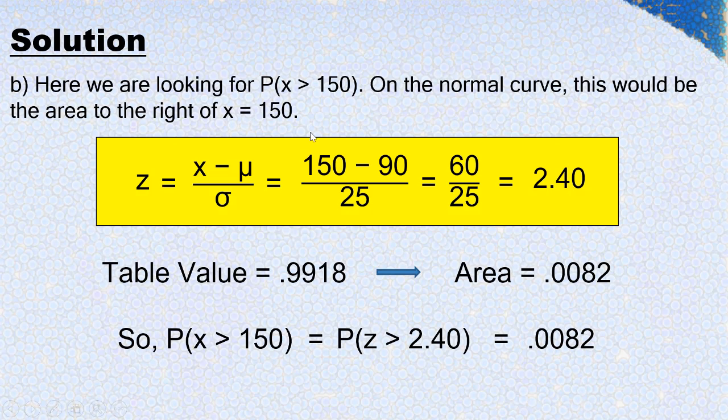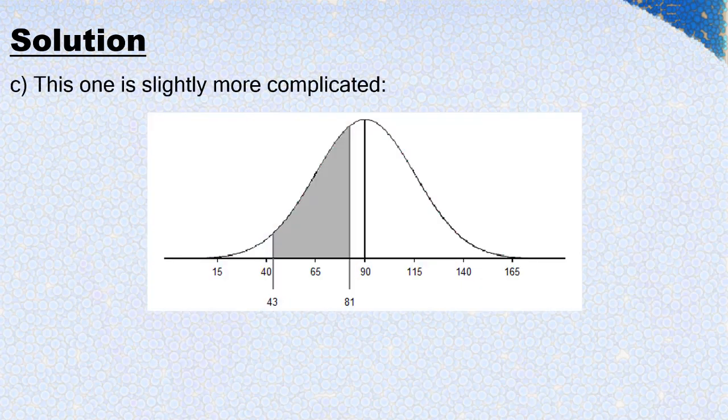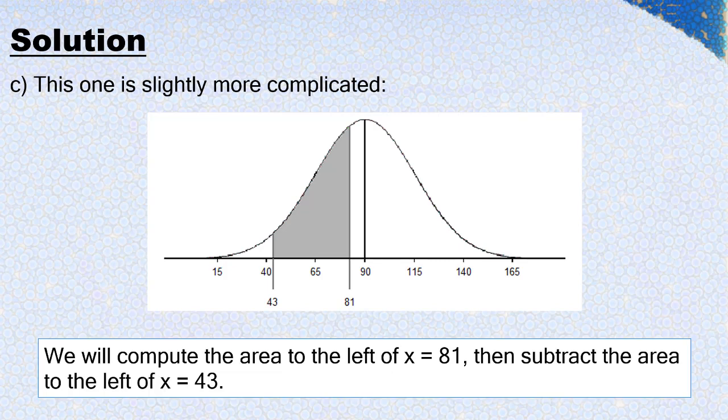The last of these 3 questions is a little bit more complicated, and the reason is that you have to find 2 separate z-scores. We look at the 43 minutes and the 81 minutes, and we realize that we have to do some subtraction. We saw problems like this back in section 5.1. Now we see how this one's going to work. We're going to compute the area to the left of x equals 81, and then subtract the area to the left of x equals 43.